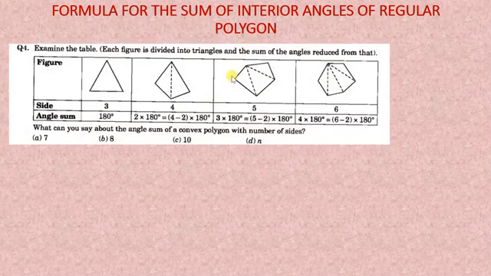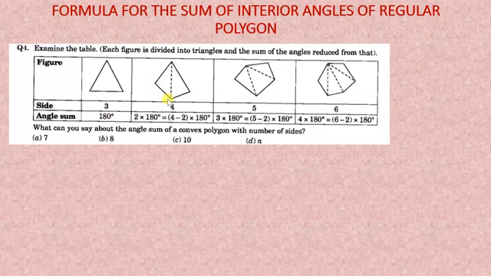Now the next topic is to derive the formula for the sum of interior angles of a polygon. किसी भी रेगुलर पॉलीगन की इंटीरियर एंगल्स का सम क्या होता है, इसको आइडेंटिफाई करेंगे हम. Here we are given a few figures. The first one is a triangle. It has three sides, and we know that the sum of the three angles of a triangle is 180 degree.